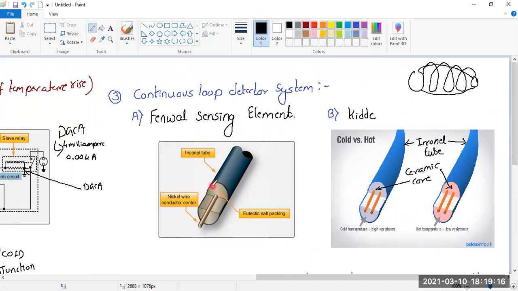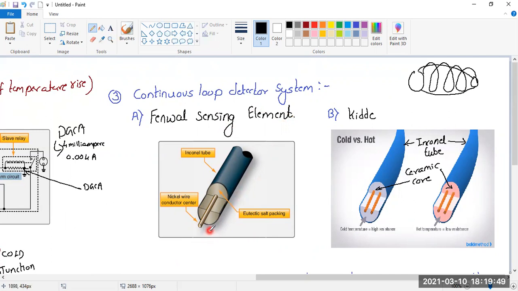Here you can see that there is an inconel casing. Okay, this tube is made up of an inconel material, inside which there is a ceramic or eutectic salt. It can be both. Okay, or it can be ceramic bits which are mixed with the eutectic salt. Okay, and inside them there is a small wire which is made up of nickel, which is a conducting wire. This wire is connected to the hot bus bar. Okay, and your inconel casing is the one which is acting as the ground.